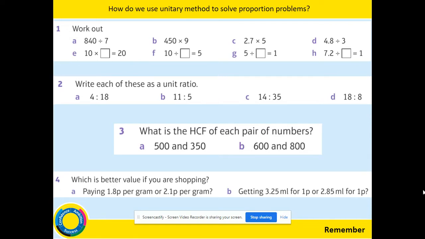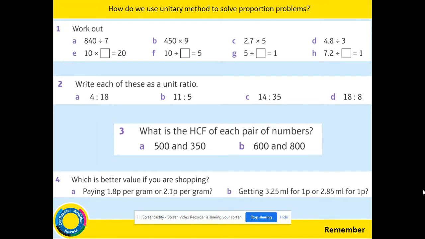Hello everyone and welcome to Unit 11.6. In this lesson we're going to look at how we use the unitary method to solve proportion problems, okay? If you remember from the last lesson, the unitary method is where we put the ratio into a simplified form where one part of the ratio is 1, okay? And we're going to look at how we use that to help us solve problems.